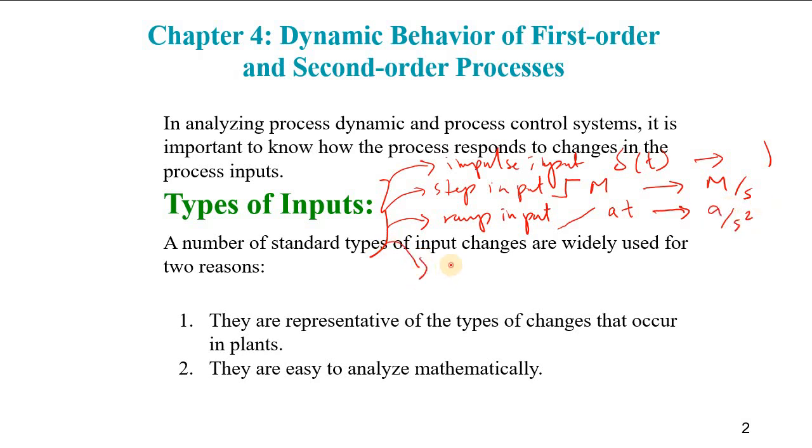And then we have the sinusoidal input, and the sinusoidal input is something like A sine omega t, and this will appear like A over S squared plus omega squared. Okay, so these are the types of inputs that we said that we are going to cover here.